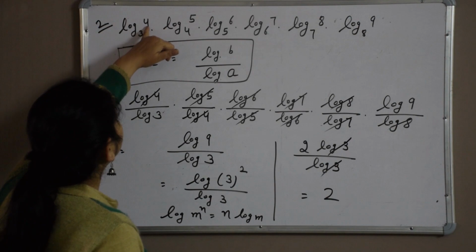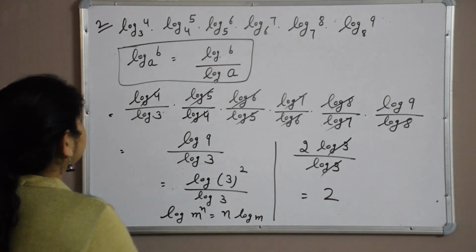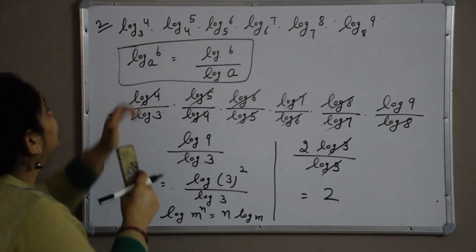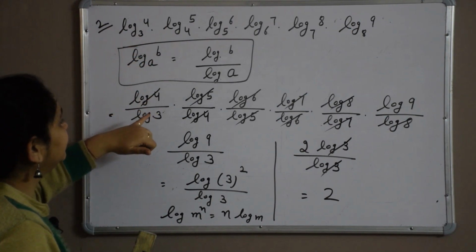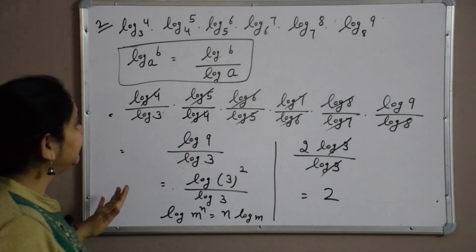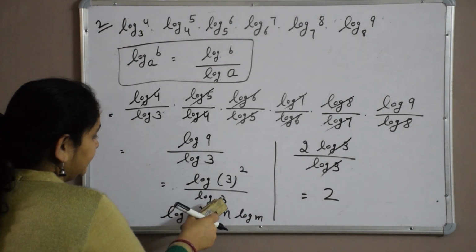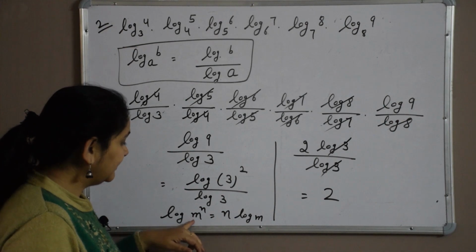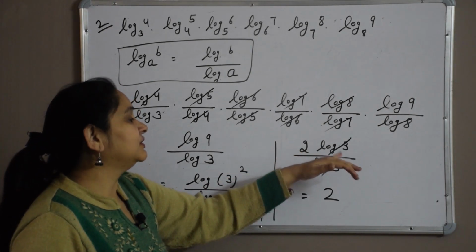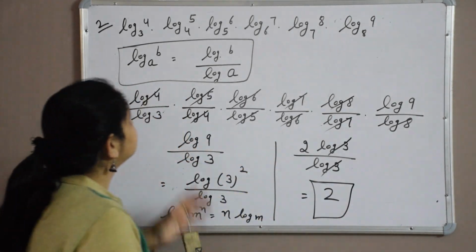So once again, log of 4 base 3, all the numbers are here and we have to multiply all these numbers. By using the change of base formula, log of b to the base a is equal to log of b divided by log of a. So log of 4 to the base 3 is log of 4 divided by log of 3, same till the last, log of 9 divided by log of 8. So whatever we can cancel, we cancel. We are left with log of 9 divided by log of 3, and log of 9 we can write as 3 square, divided by log of 3, and by using the property log of m raised to power n is equal to n log m, the 2 will come in front, 2 log 3 divided by log 3, log 3 cancels out, and we are left with 2, and that is the answer of this total product.